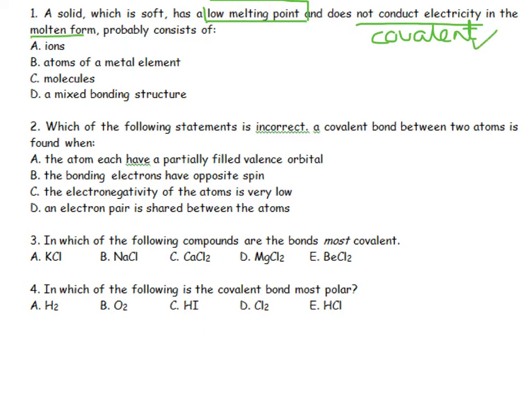It can only be covalent. So we're looking for atoms of a metal, definitely not. Ions, no. Molecules, that's what you get from covalent bonding. A mixed bonding structure, there's no such thing, so C is your answer.